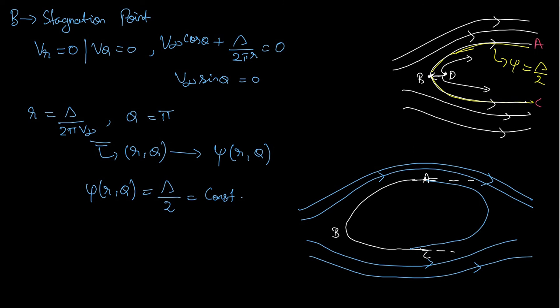I'll not go into the details because it's out of the scope here. So we have a uniform flow. We're drawing the same diagram. Plus I take a source flow. Plus I take a sink flow.